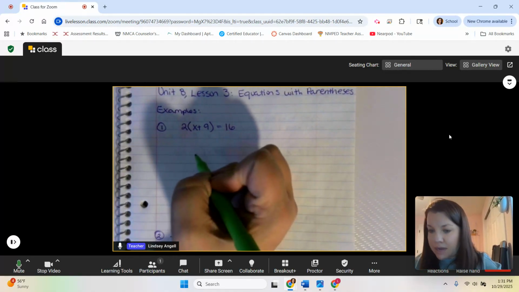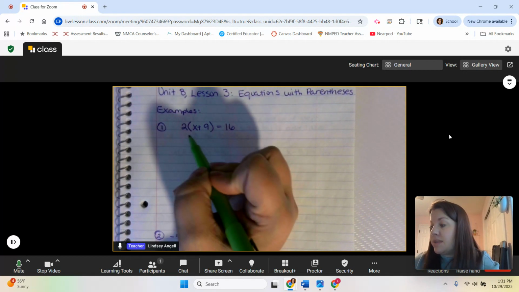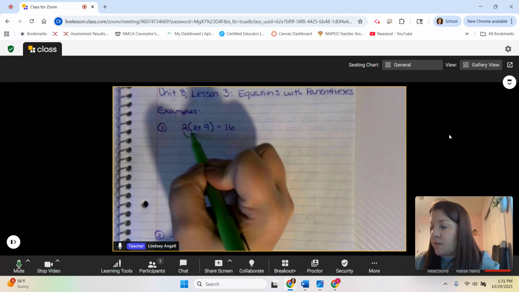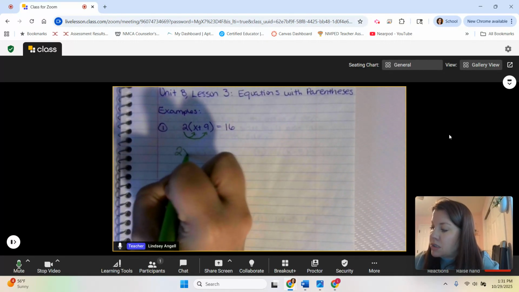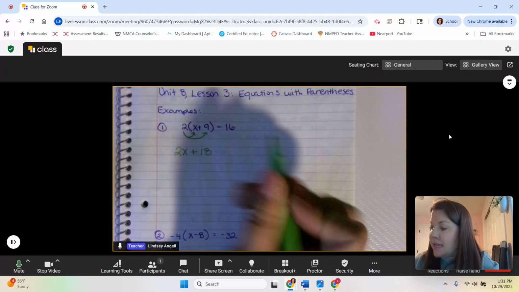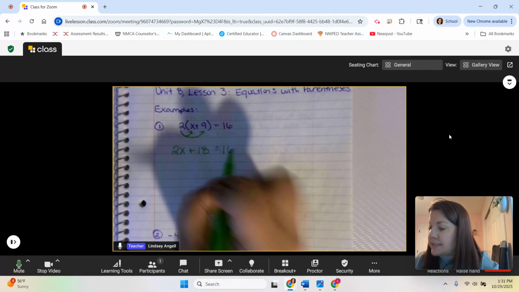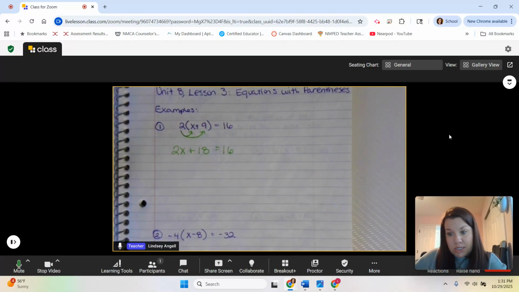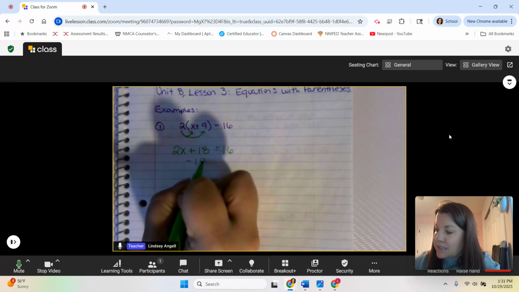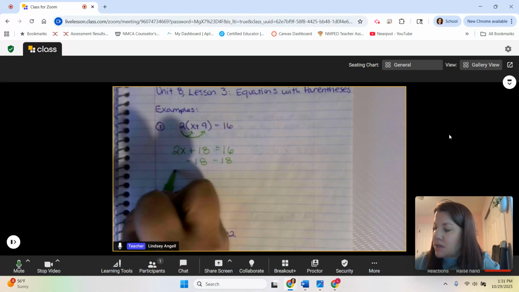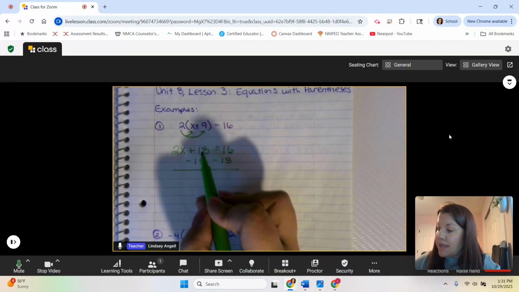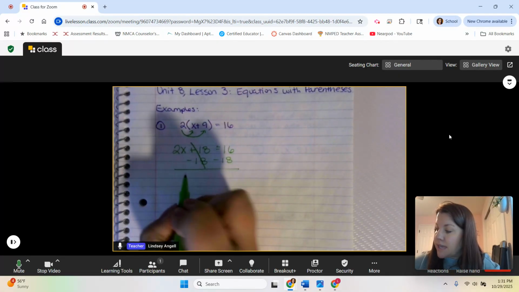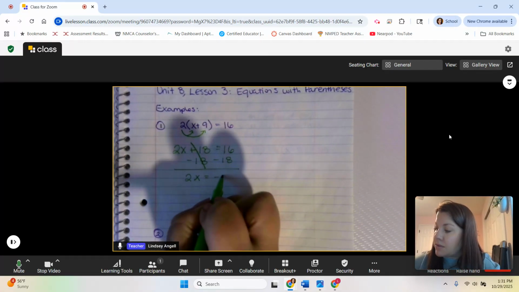But this is kind of our longer version. With this one, we can say this means 2 times x and 2 times 9. So we would have 2x plus 18 equals 16. Now this problem looks just like the problems you were working on yesterday. I can subtract 18 from both sides, because I have to do the opposite operation from what I see in the problem. 18 minus 18 is 0, so those cancel. I'm left with 2x equals negative 2.